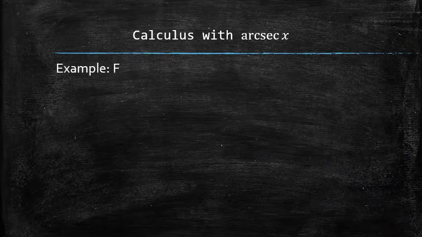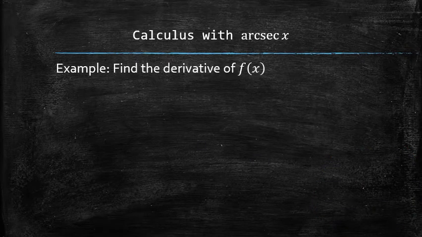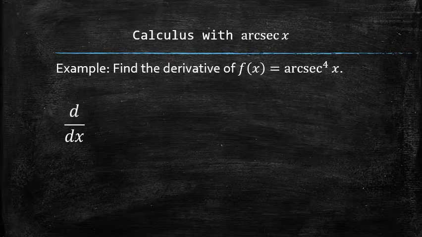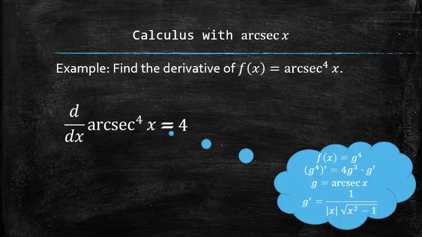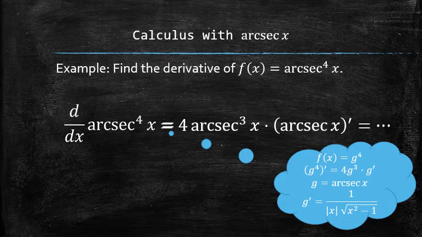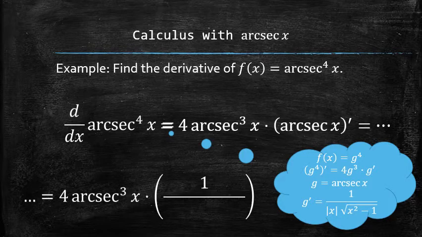Let's do another example. We start the process by recognizing that we have to find the derivative of a composition of the power function applied to the arcsecant of x, which is equal to the following expression, in which we know how to find all the components. And there isn't much to simplify here.